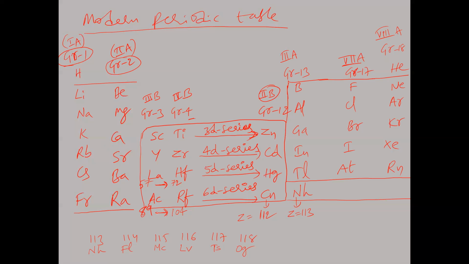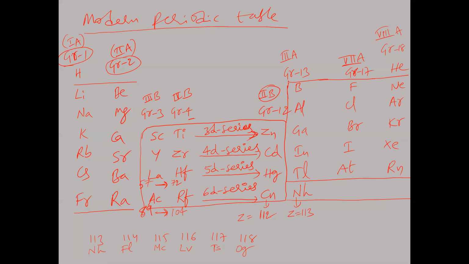Because in these elements also, the differentiating electron, that is the last electron, enters into what? F orbitals. So the elements with atomic numbers 58 to 71 and 92 to 103, all these elements are called what now? F block elements. They are also called inner transition elements. Is that clear?